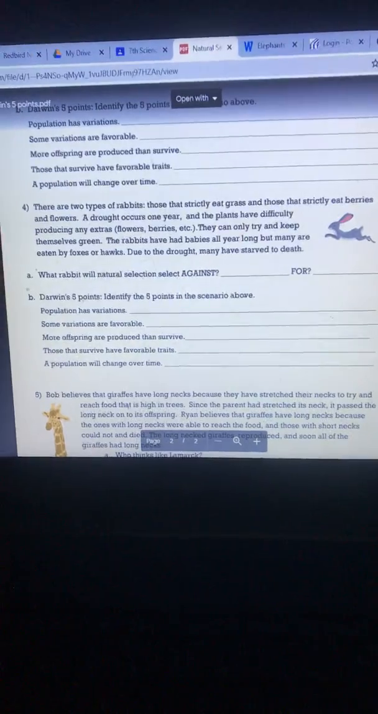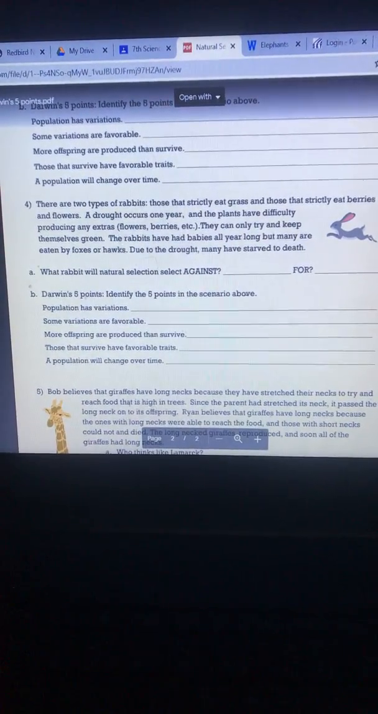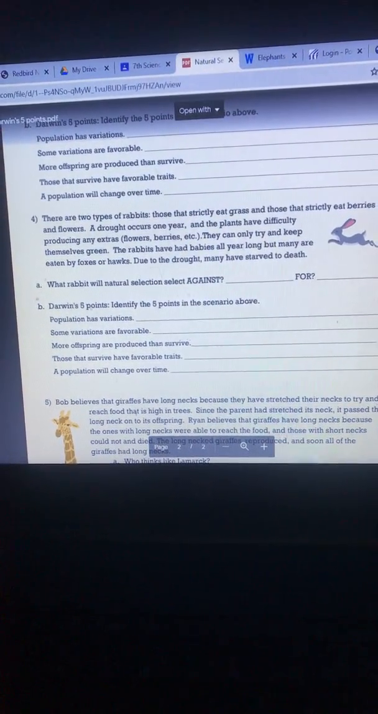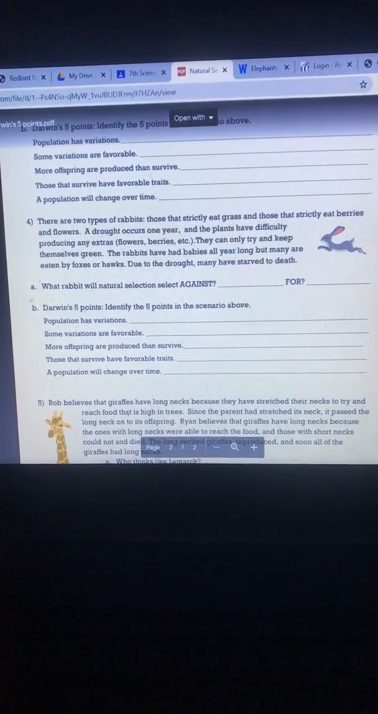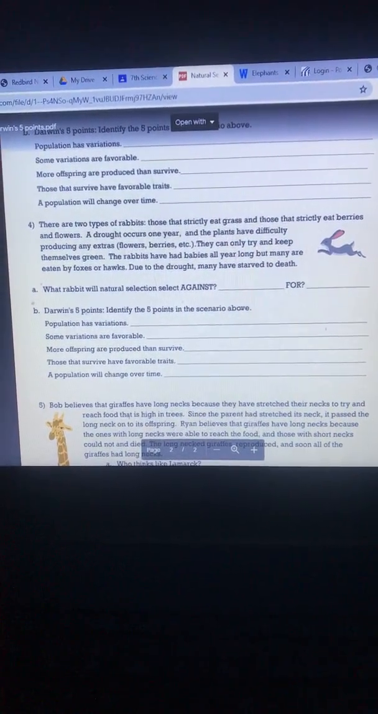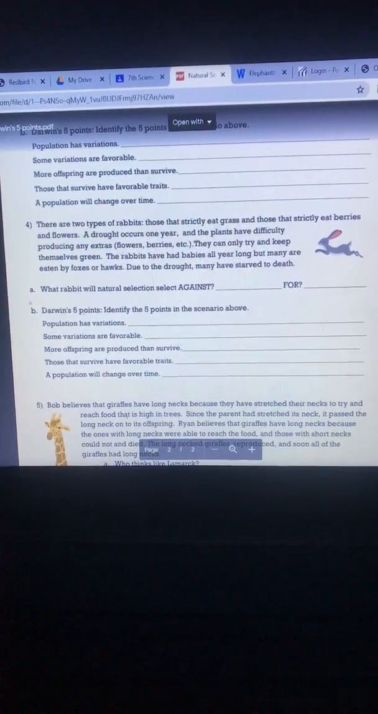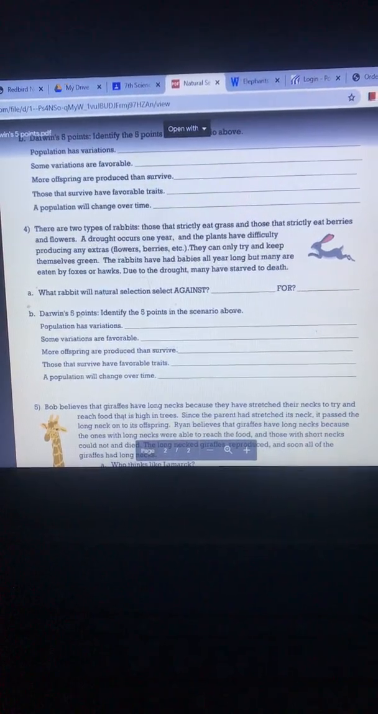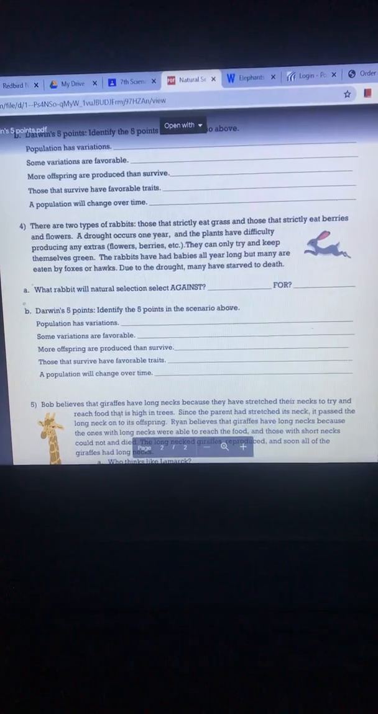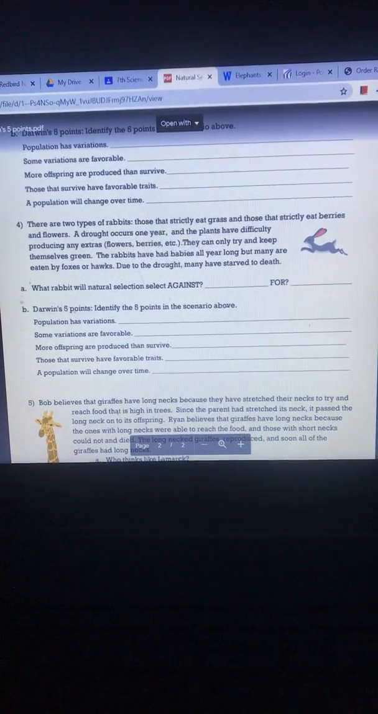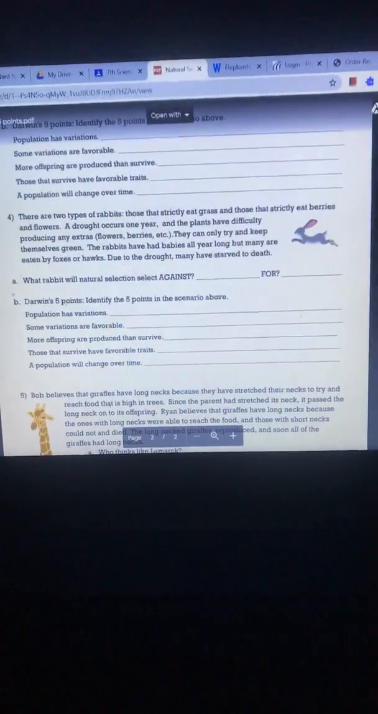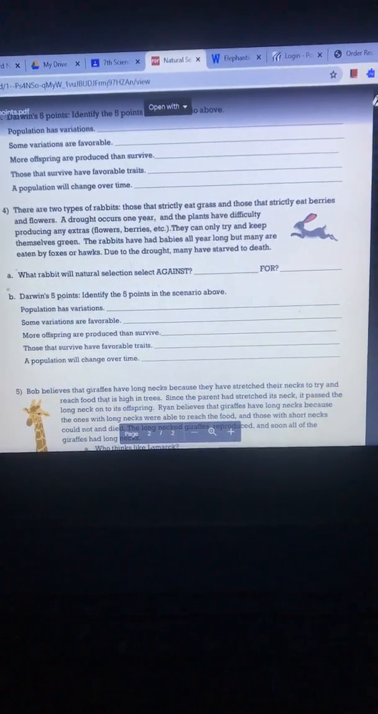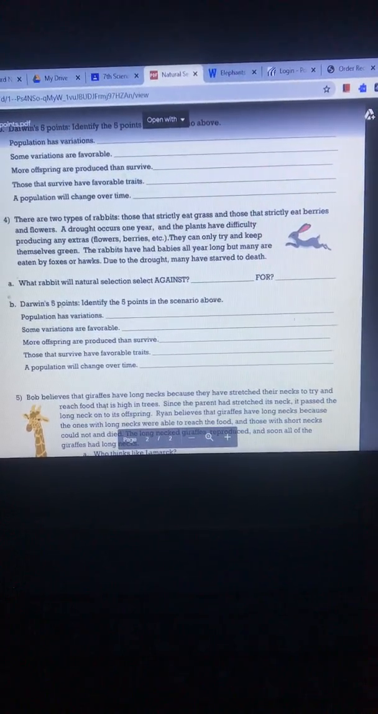There are 2 types of rabbits, those that strictly eat grass and those that strictly eat berries and flowers. A drought occurs one year and the plants have difficulty producing any extras. Flowers, berries, etc. They can only try and keep themselves green. The rabbits had babies all year long, but many are eaten by foxes or hawks. Due to the drought, many have starved to death. What rabbit will naturally be selected against?